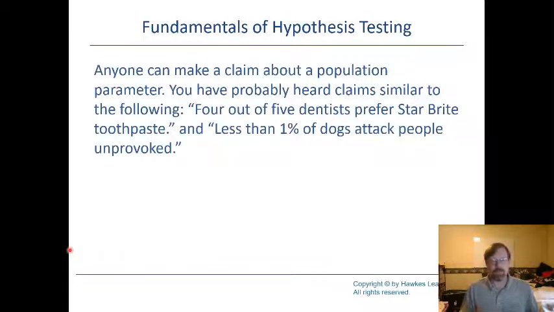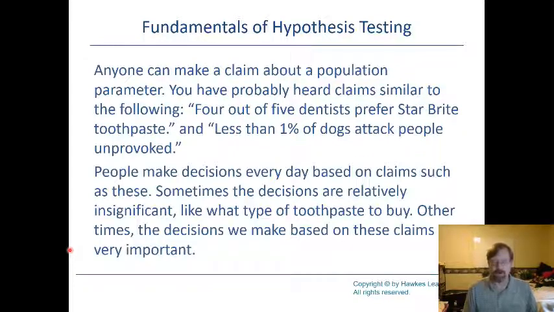So we've all heard lots of claims about population parameters, that 4 out of 5 dentists prefer Trident or Starbright toothpaste or whatever. Less than 1% of dogs attack people unprovoked. We hear these claims about population parameters quite often in the media, and we make decisions based on these claims. Sometimes it's what type of gum we choose to chew if we're worried about our teeth, or what type of toothpaste we use, or whether or not we think that dog is safe. Sometimes they're very important, sometimes it's fairly minor.